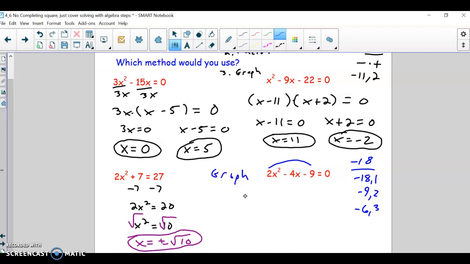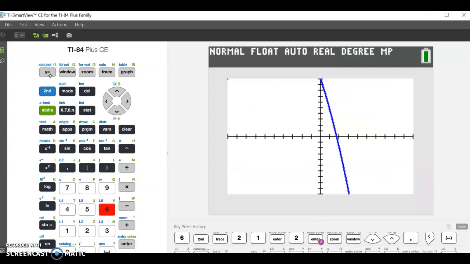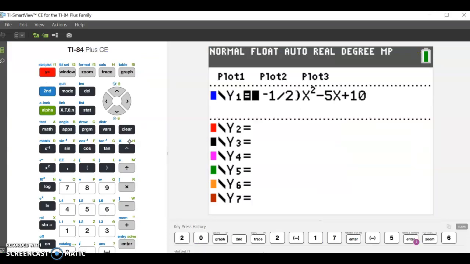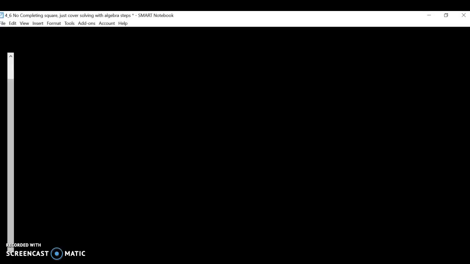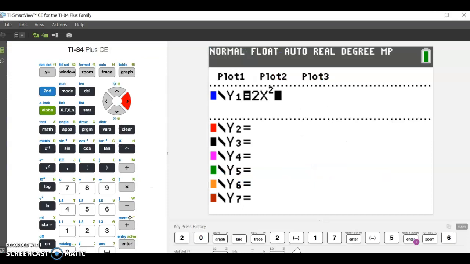Okay, and if you want to watch a review of that quick, you just type this equation into your calculator and then find where it crosses the x-axis. All right, so I'm going to go into my y equals screen, clear out anything that's in there, and then start typing. So 2x squared, 2x hat thing squared, minus 4x, minus 9. And then I'm going to hit graph up here.